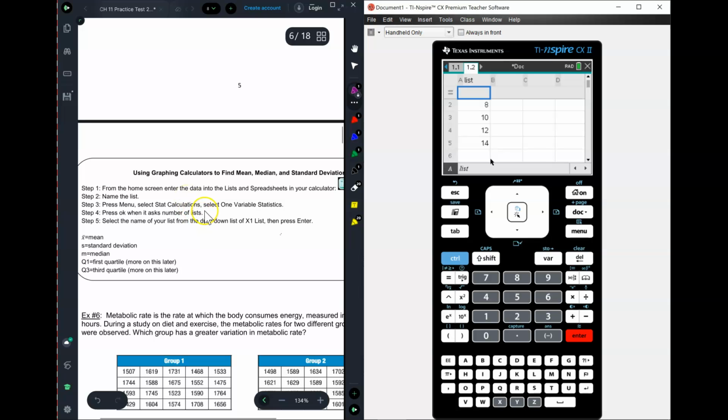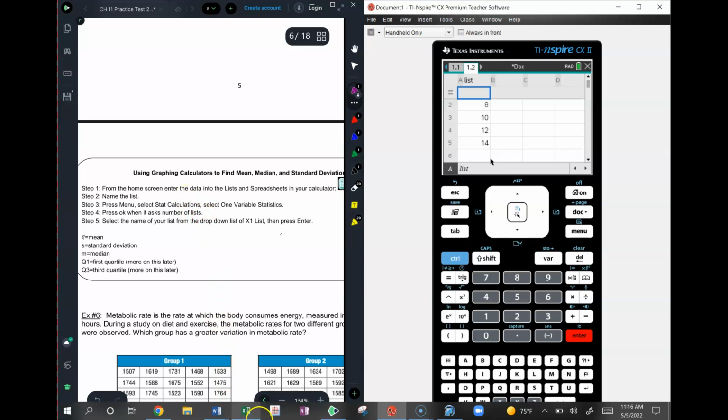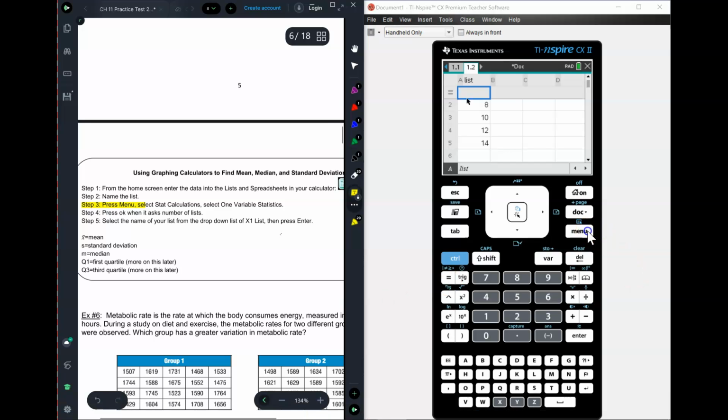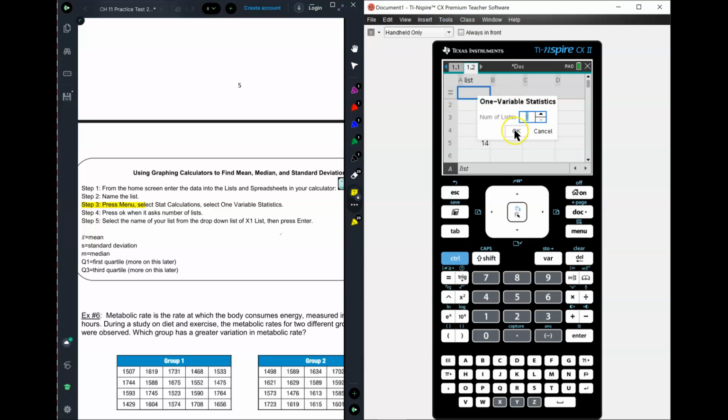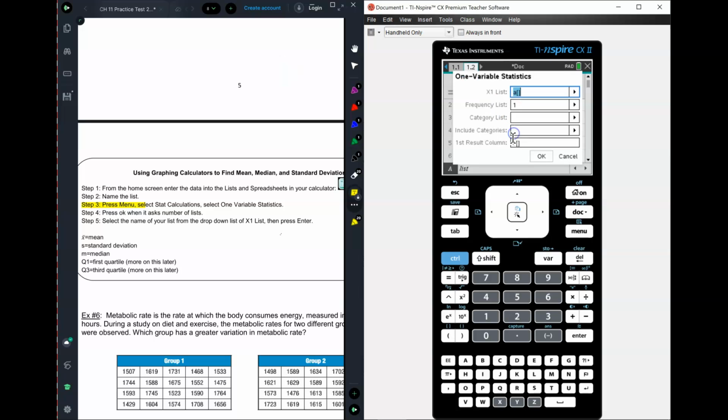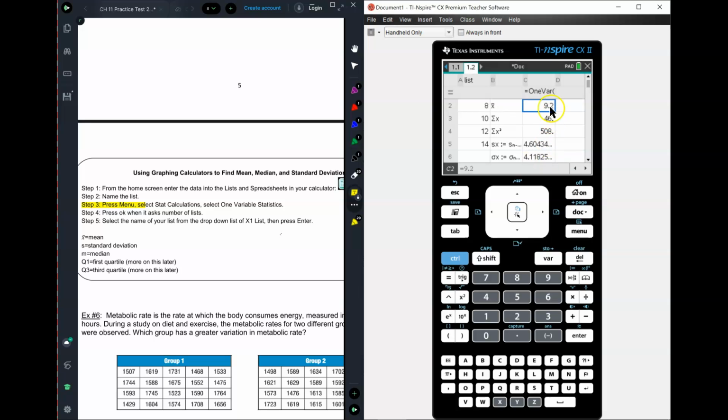Now, step 3 on this, right? We're just following along, and that's what you're going to do at home. Press menu, statistics, stat calculations, one variable statistics. It asks you this, just press OK. All right, and then press OK again. And in here, you have all of the stuff that you need.